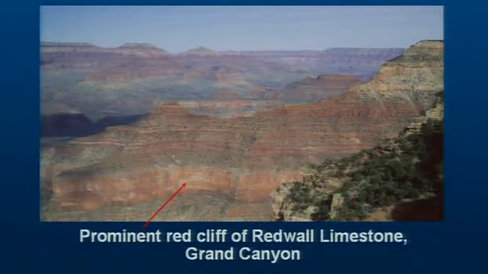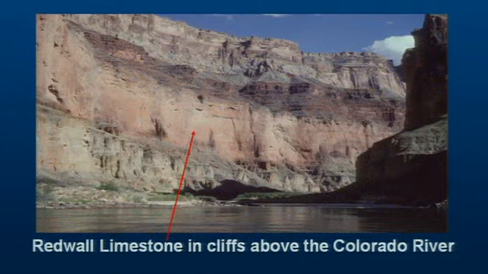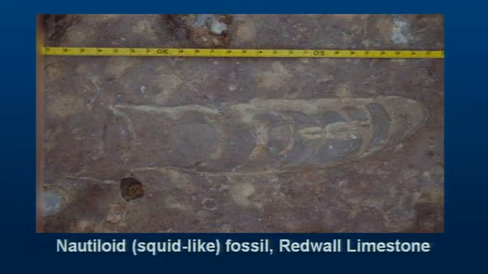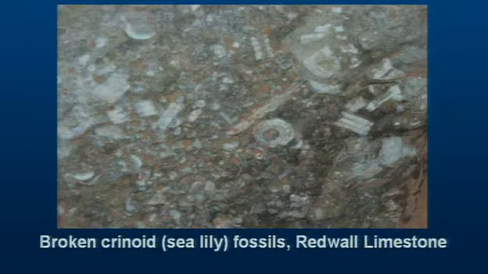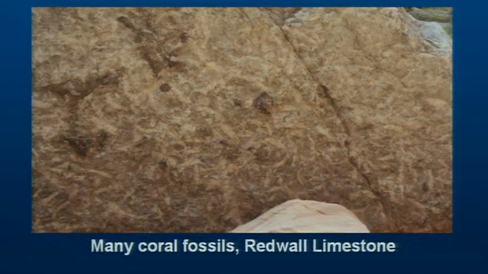Also, we've got a prominent cliff of limestone in the Grand Canyon. The Redwall limestone gets its name from forming a red wall. And the cliffs can be seen from one end of the Grand Canyon to the other. And it's full of fossils, like these squid-like fossils called nautiloids, and lamp shells called brachiopods, and sea lilies or crinoids, and they're all broken up and smashed and in layers that are being deposited by fast-moving water.